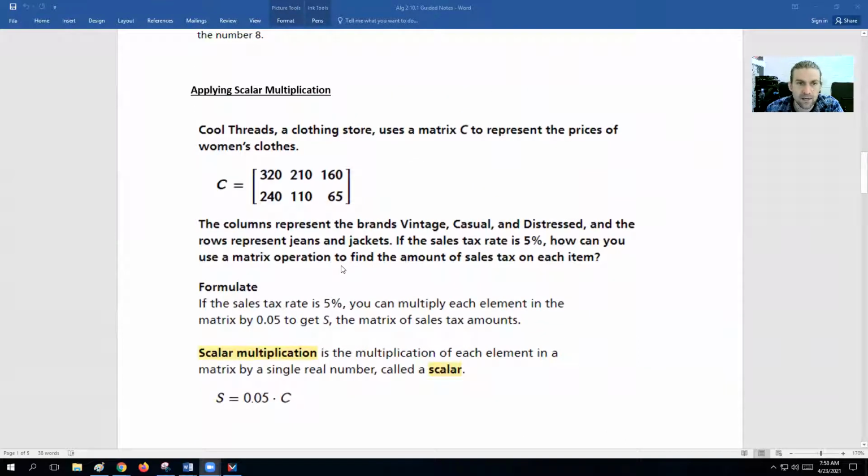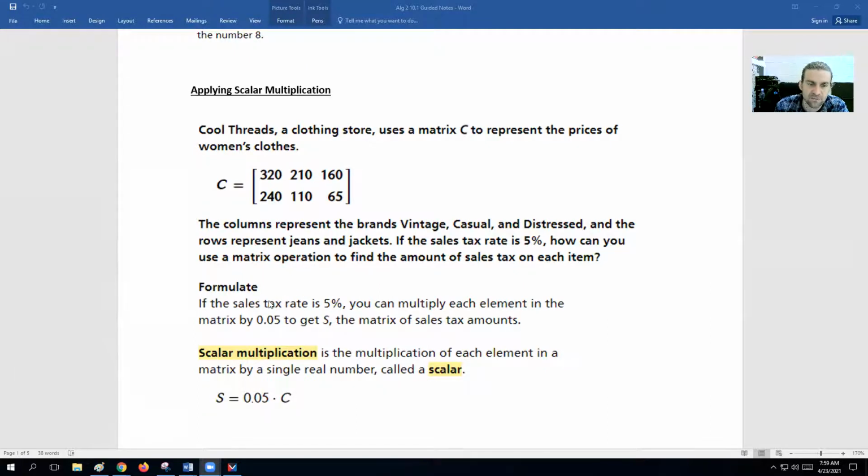Now, when it comes to scalar multiplication, it's actually really easy. Say we have this cool thread store, and we're looking at clothes again, and they have this matrix C to represent the price of all of their clothes. The columns represent vintage, casual, and distressed. We have college, and then we have jeans and jackets. We can see the price of those, which is actually crazy expensive, but I'm not into fashion at all.